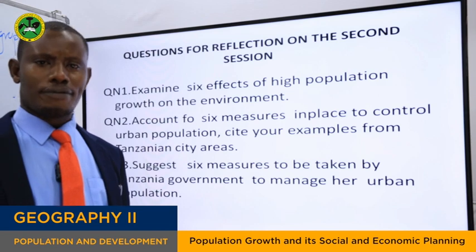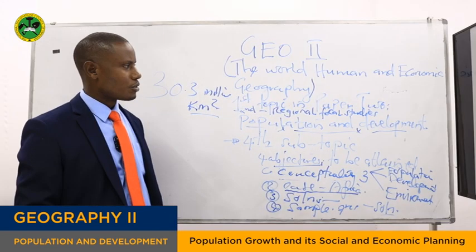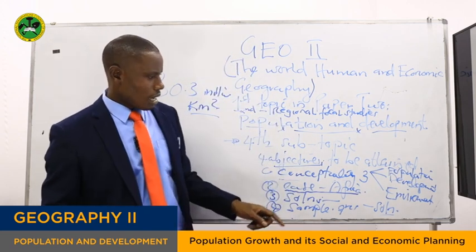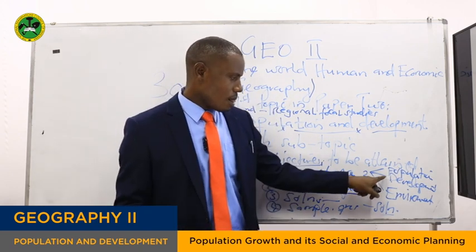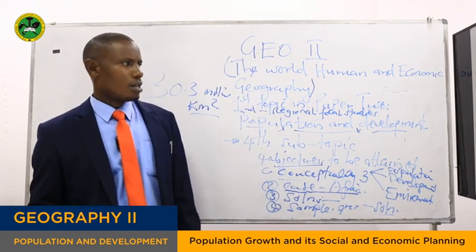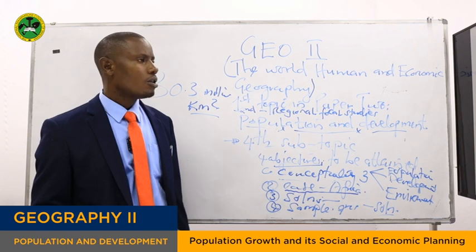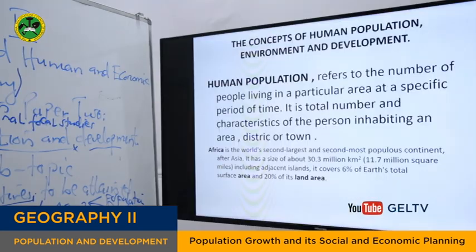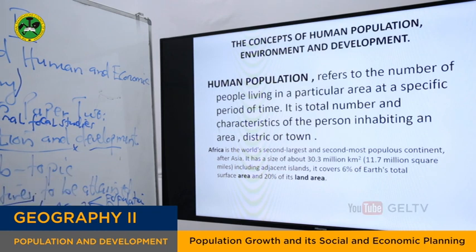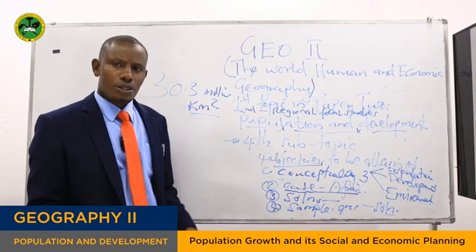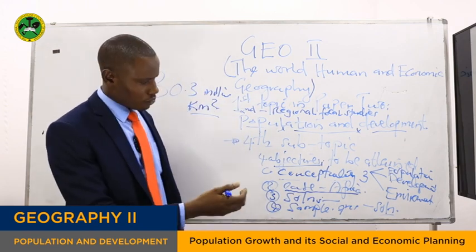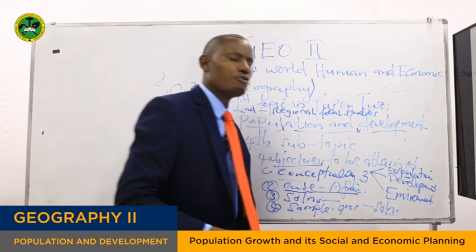So let's start our session afresh. Without wasting time, let's go directly to the conceptualizations. As we said, it's just a matter of revision. You remember we have the population, and here we are talking about human populations. Human population refers to the total number of people living in a certain geographical area at a specified period of time. We can talk about population from the local area to the global level. That's the first concept.